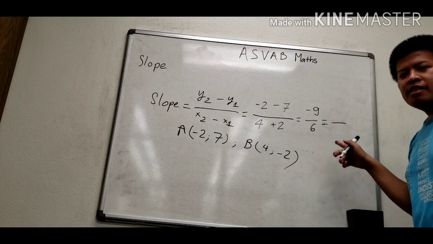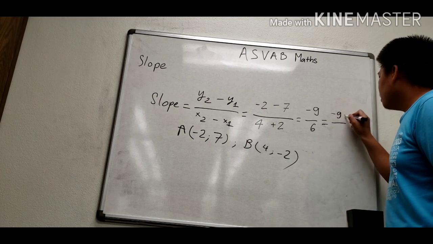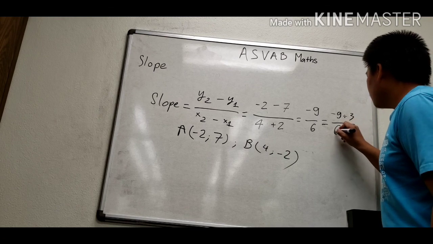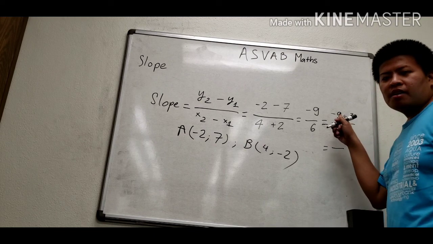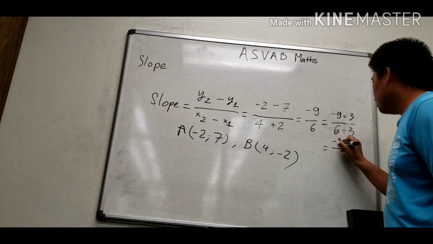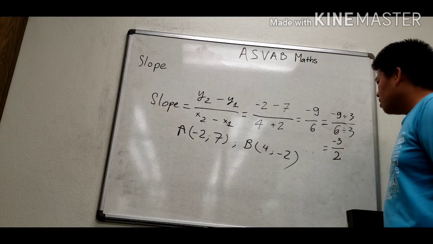In this one, we can simplify the fraction. Minus 9 divided by 3 is about minus 3. 6 divided by 3 is about 2.